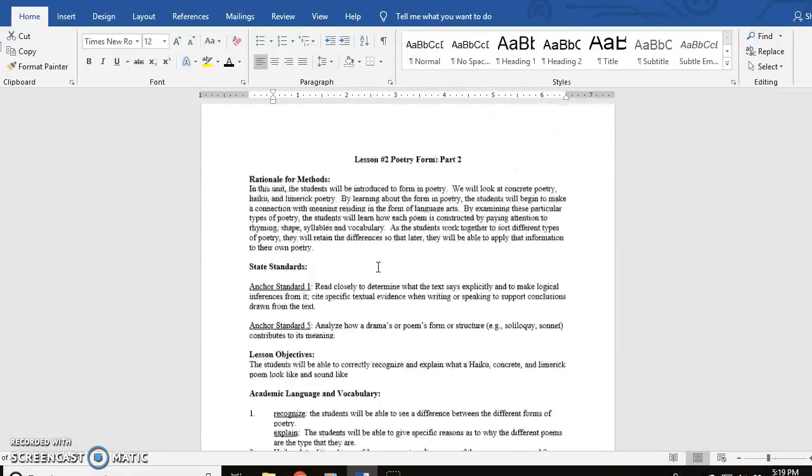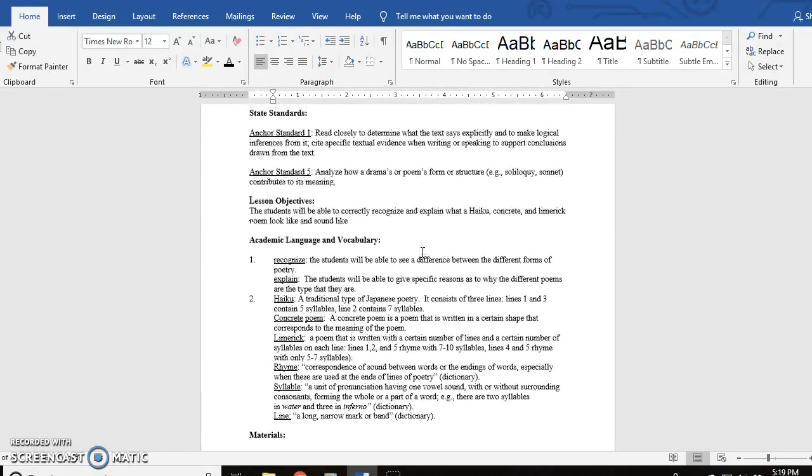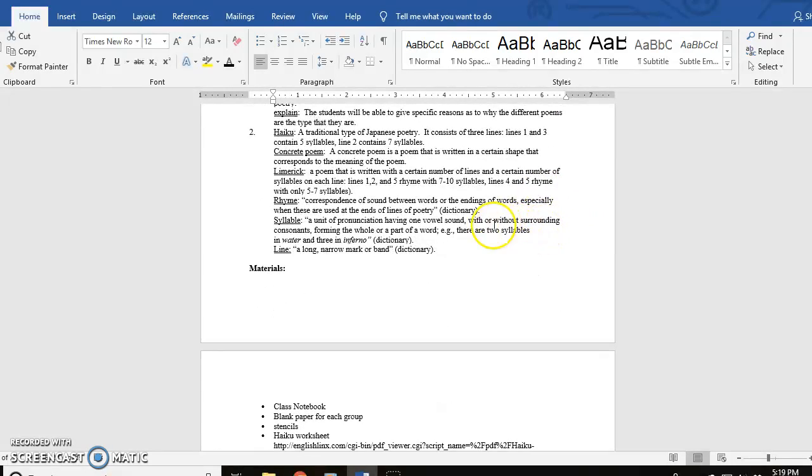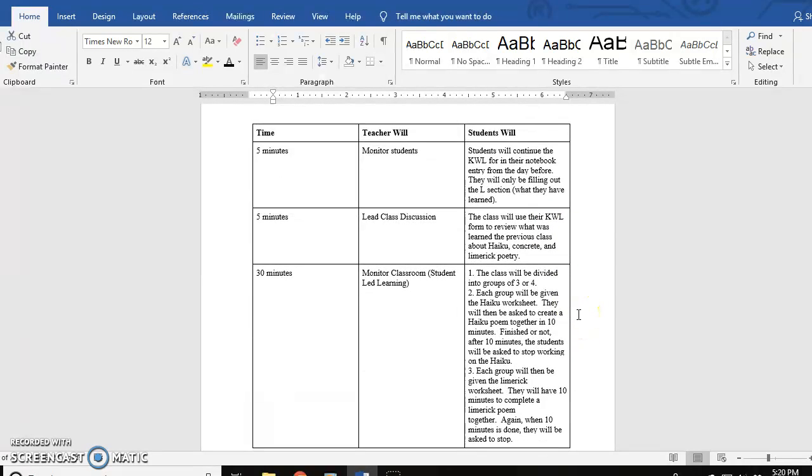Okay, so then my second lesson, we're going to practice. So the lesson objective is that they will be able to recognize and explain what a haiku, concrete, and limerick poem look like. That's the same as before. So for the first 5 minutes, they would continue their KWL from the day before, and they would do the L section to see what they learned. And then we would talk as a class about what they learned the day before.